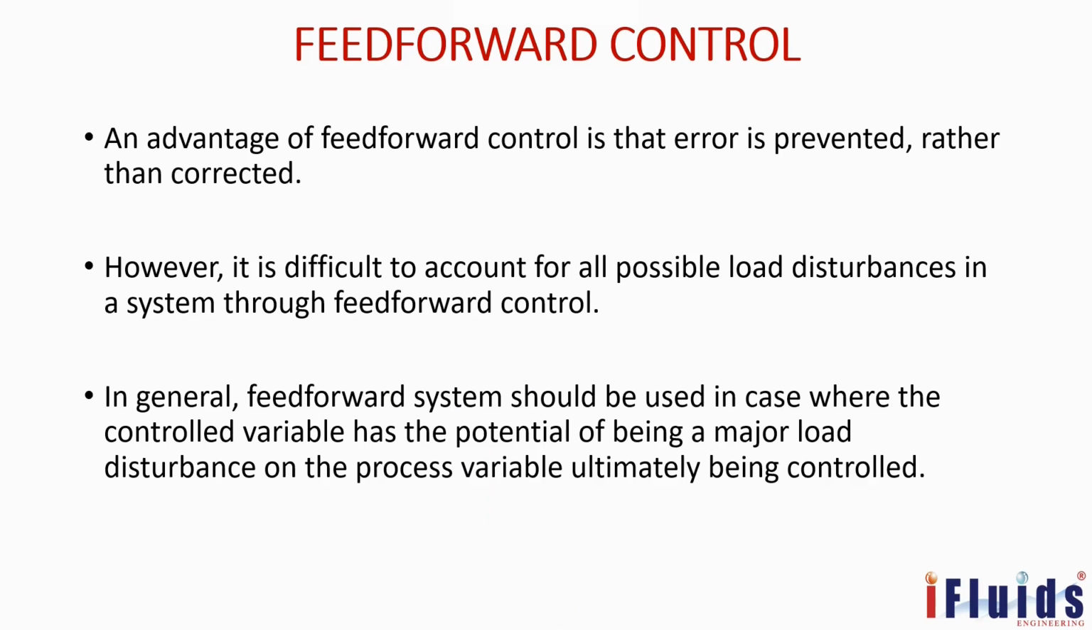An advantage of feed forward control is that error is prevented rather than corrected. Before the error happens, we are preventing it. Feedback is that once error happens, it is going to control. But in this case, it is going to prevent the error, not control the error.